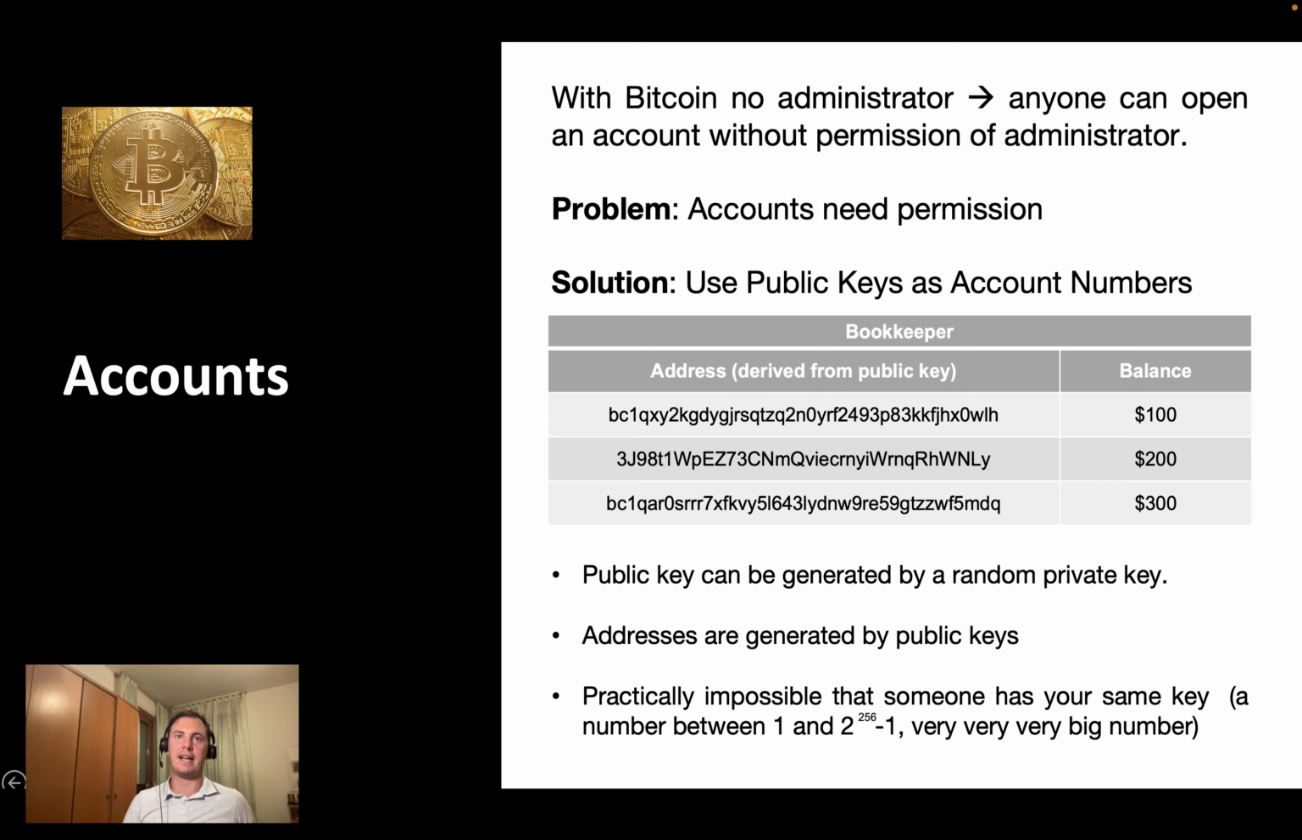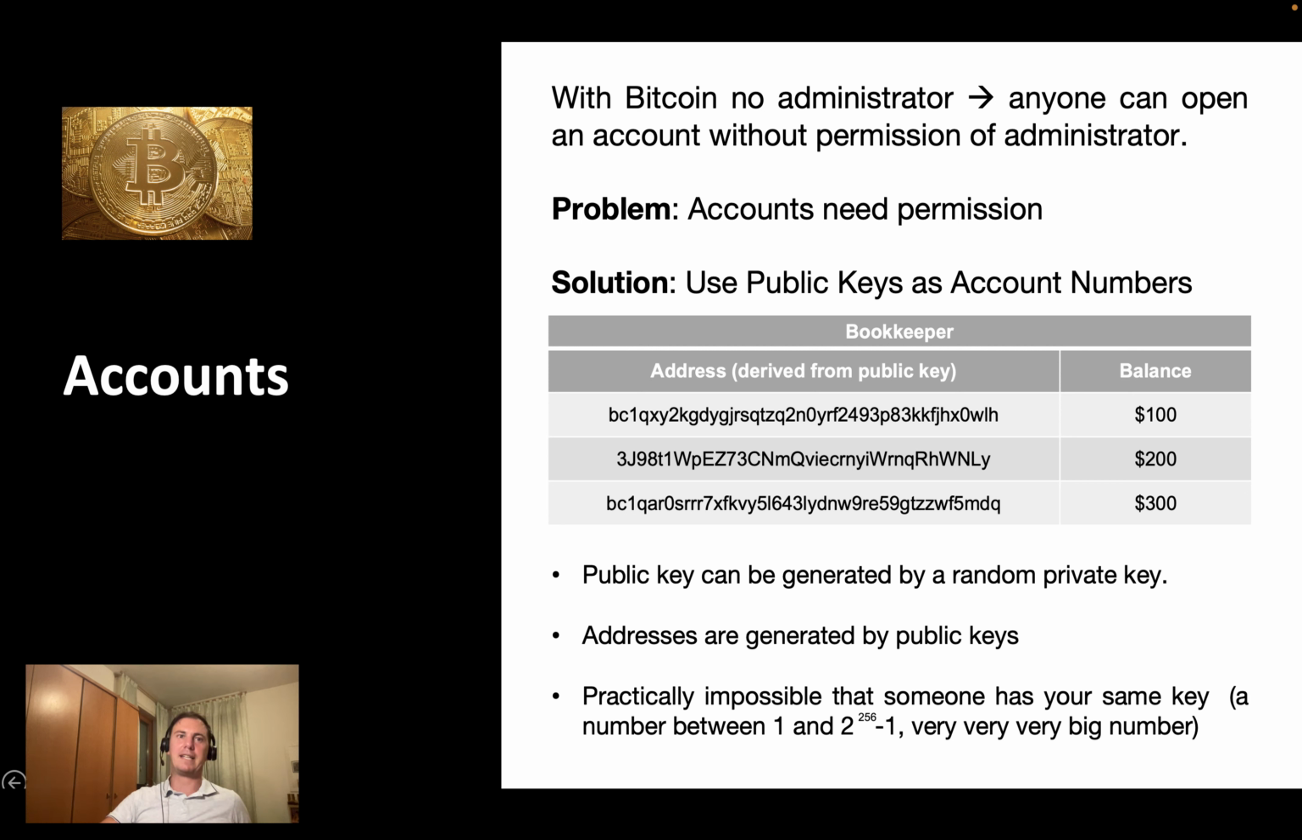Instead of names, account numbers or passwords, we can use public keys as account numbers. And a public key is generated from the private key. So a person can choose a random number, the private key, and do some maths to obtain the public key. In Bitcoin, the addresses are derived from the public key, and the private key is kind of the password. The question then is, is there a possibility that someone is using your same private key?